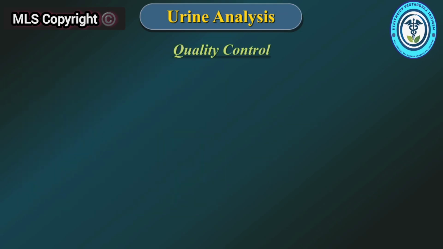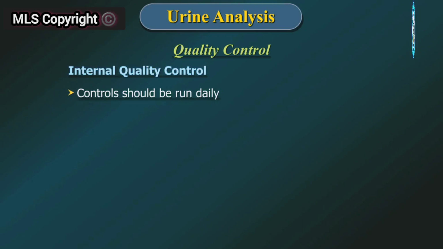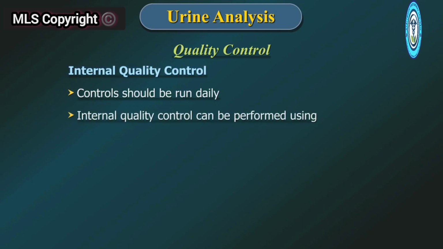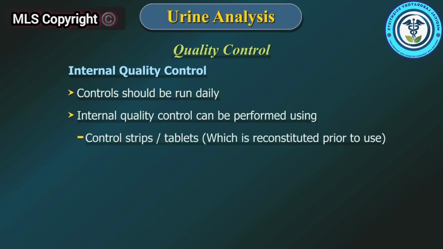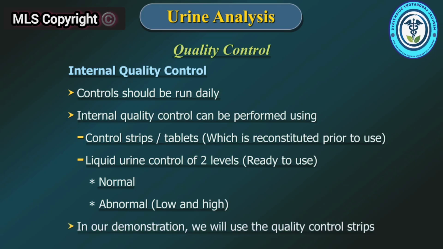Quality control. Internal quality control. The controls should be run daily. Internal quality control can be performed using control strips or tablets, or liquid urine control of two levels, normal and abnormal. In our demonstration, we will use the quality control strips.